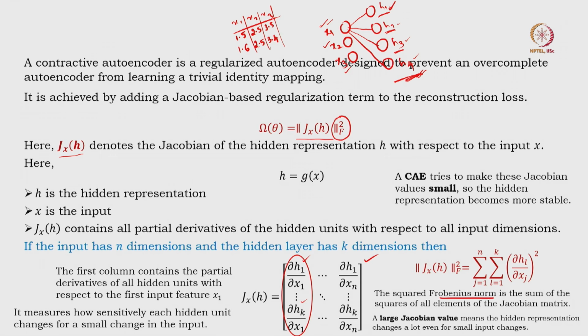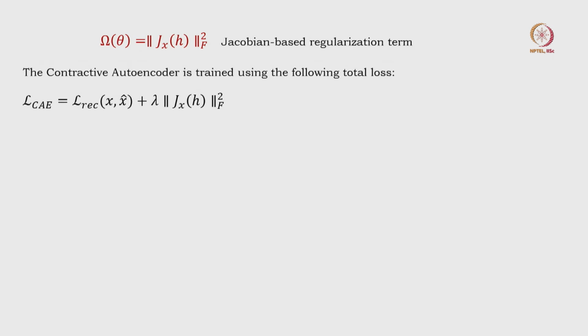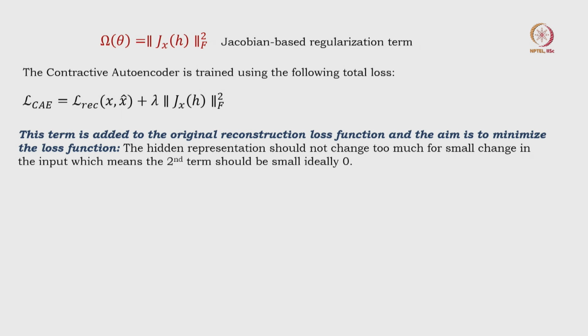Contractive autoencoder always tries to make these Jacobian values small so that hidden representation remains more stable. So, I hope the intuition is clear. So, let us try to get a little more in detail. This is called a Jacobian based regularization term. This regularization term is being added to the reconstruction loss. So, what we are doing here, the term is added to the original loss function.